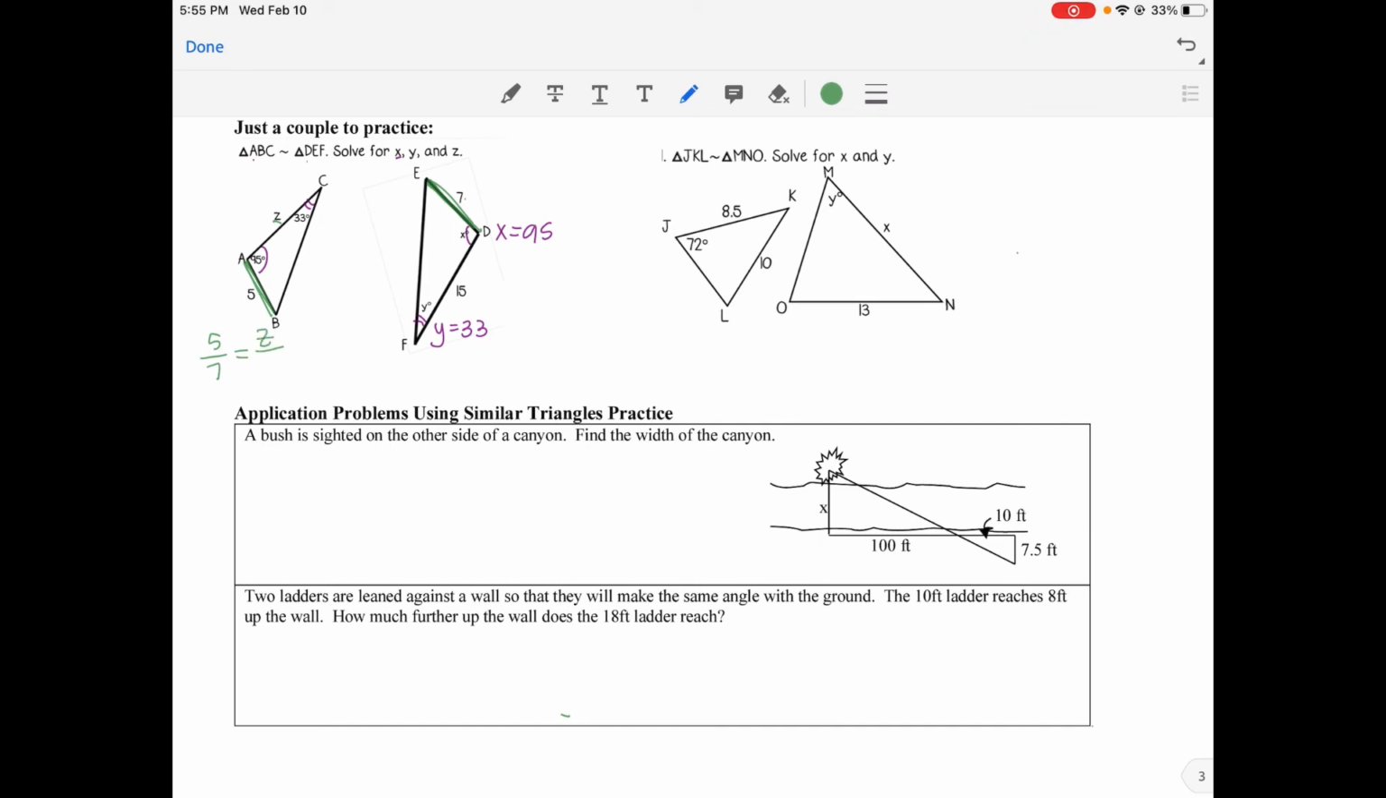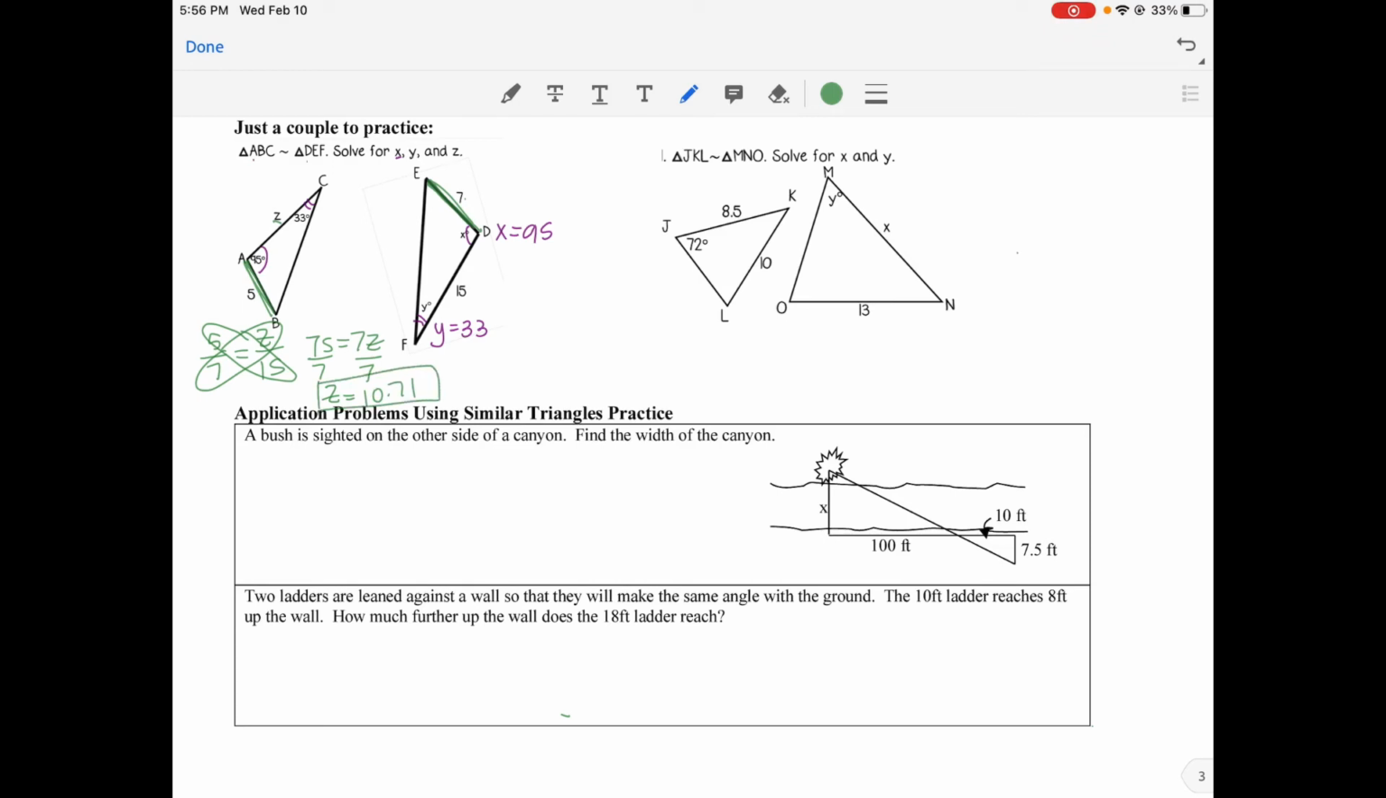in my smaller triangle I got Z over 15. So now, as you cross multiply, 5 times 15 is 75, equals 7 times Z, which is 7Z, so divide both sides by 7, and you get Z equals approximately 10.71, and that is rounded.